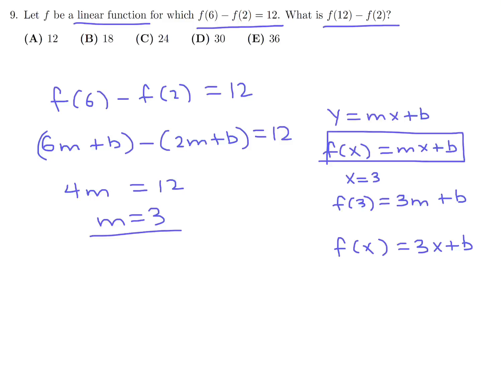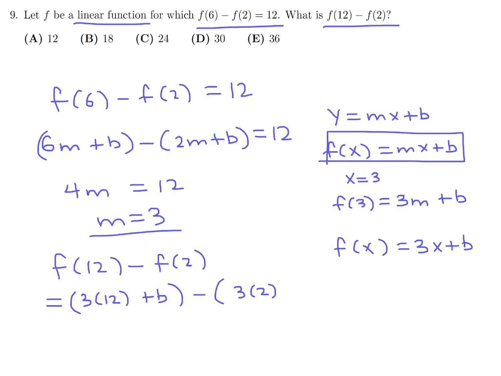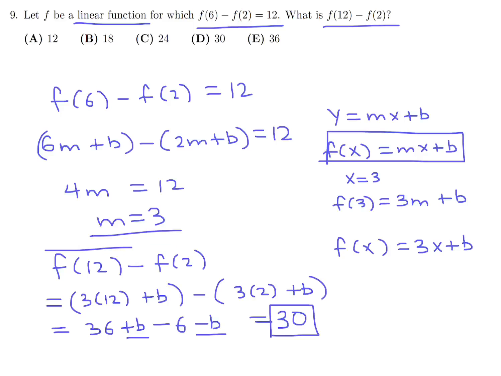Now let's turn our attention to that guy, f at 12 minus f at 2. So f at 12 looks like 3 times 12 plus b, and then f at 2 looks like 3 times 2 plus b, like that. So this is 36 plus b minus 6 minus b. So 36 minus 6 is 30. And the b's cancel. So I guess that's it. You're just left with 30. So this expression is equal to 30, and therefore number 9 is D.